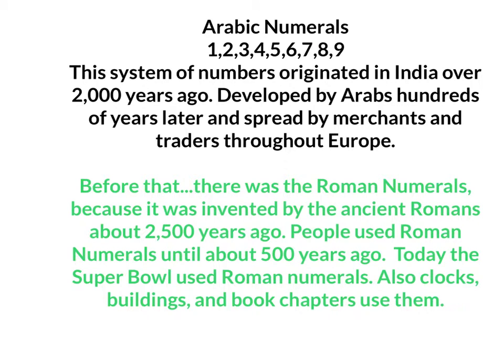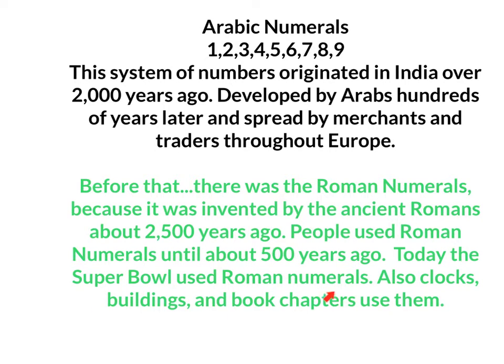What we typically use is Arabic numerals, which is the 1, 2, 3, 4, 5, 6, 7, 8, 9, the system that we use. This system of numbers originated in India over 2,000 years ago. It was developed by Arabs hundreds of years later and spread by merchants and traders throughout Europe. So it was how, when they sold things, they counted things, all that stuff. But before that, there was Roman numerals, because it was invented by the ancient Romans about 2,500 years ago. People used Roman numerals until about 500 years ago.